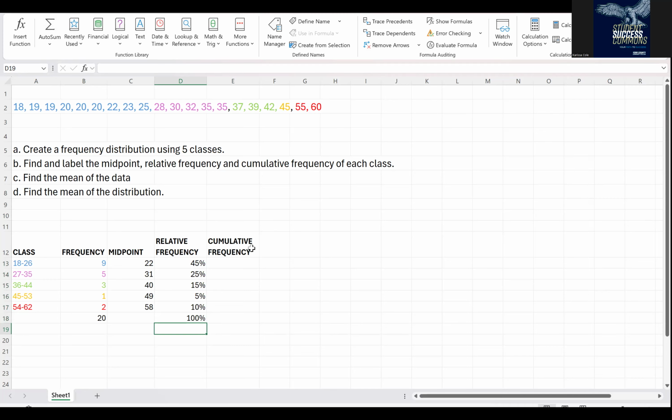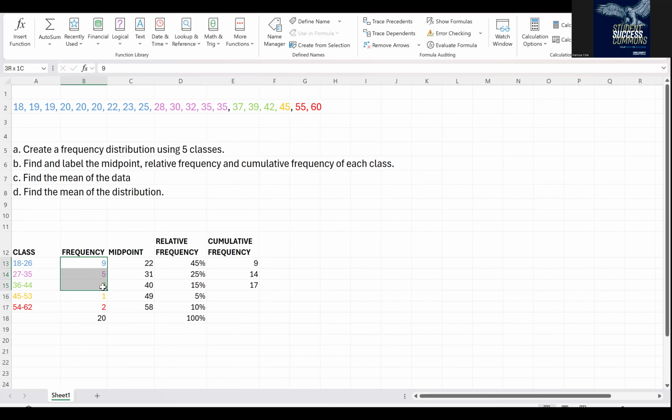Okay. Last up for part B anyway is the cumulative frequency. Cumulative frequency basically is asking you to find, as you go row by row in your distribution, what is the total frequency? So looking at this first row, what is the total frequency? Just 9. And then for the next one, it wants you to look at the 2 rows. So 9 plus 5, 14. Then you need to look at 3 rows. 9 plus 5 plus 3, 17.